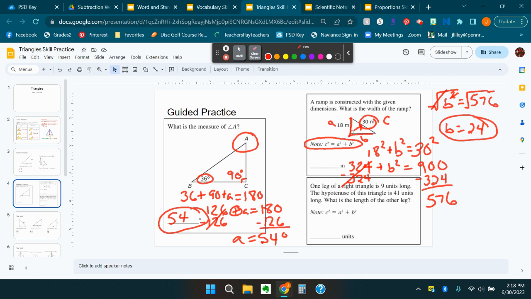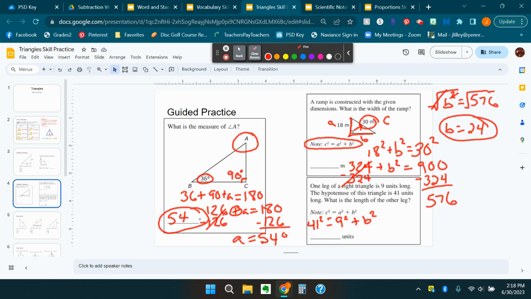The next example says one leg of a right triangle is 9 units long. The hypotenuse of this triangle is 41 units. The hypotenuse is that side across from the 90-degree angle, that's C every time, right? So 41 units long. What is the length of the other leg? So again, I'm going to plug my numbers into our formula. A squared plus b squared equals c squared.